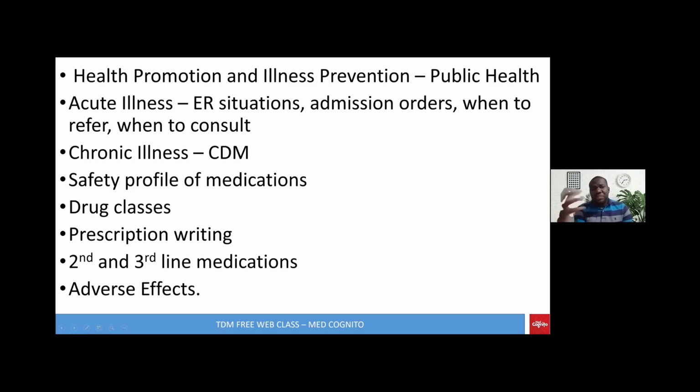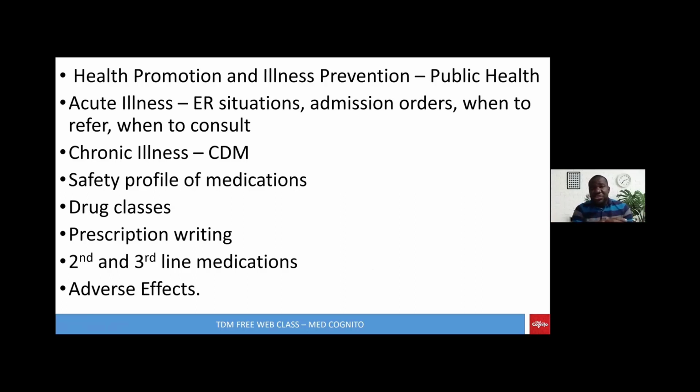So what topics is the TDM going to assess you on? You're going to be assessed on areas such as health promotion and illness prevention. You're going to look at emergency situations, admission orders, when to refer, when to consult. So essentially, this is testing decision making.